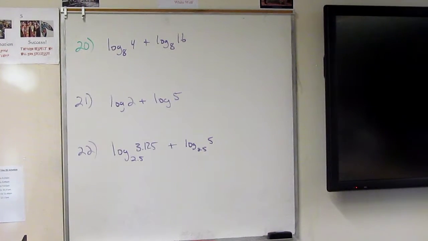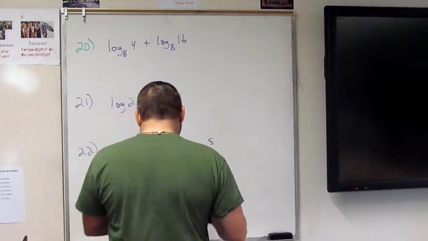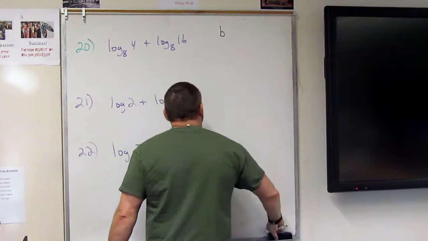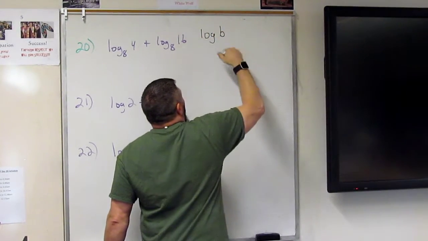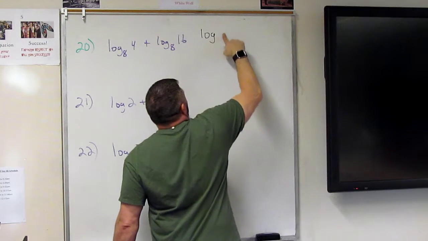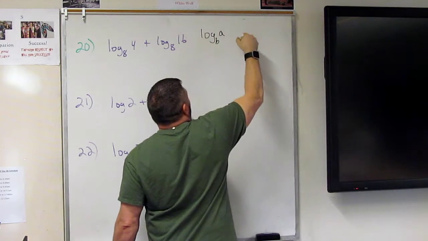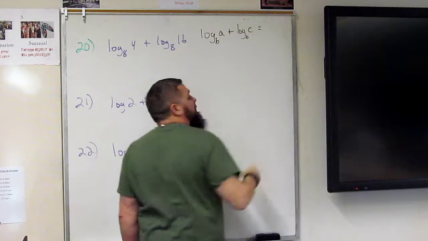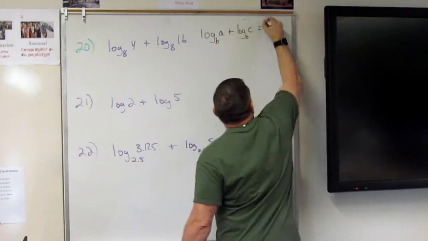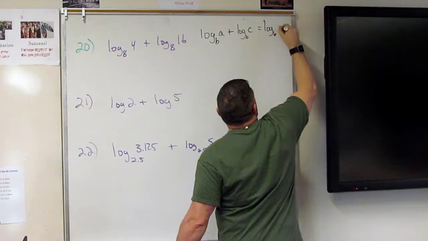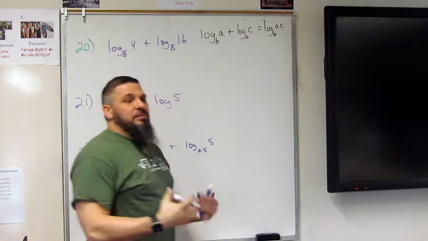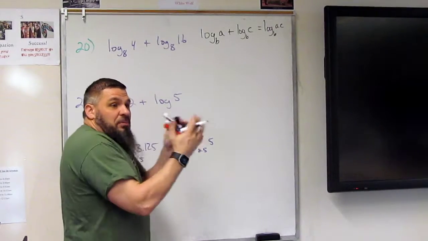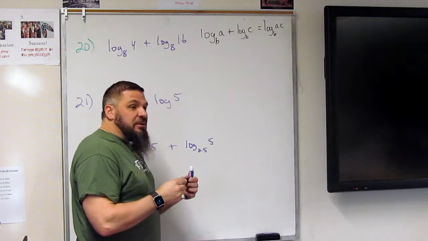All right, we got the rule. Log base B of A plus log base B of C is equal to log base B of AC. In other words, you just multiply. So when you add logs, you're really multiplying the numbers inside the logs.